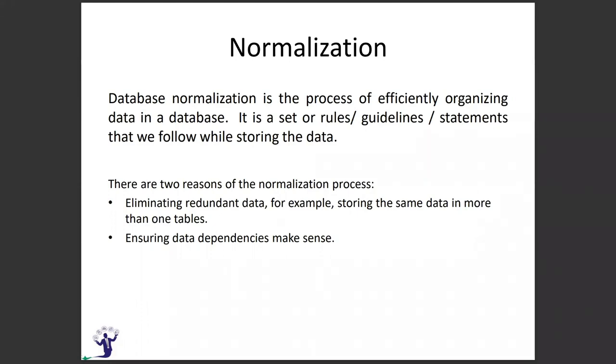Normalization is basically an exercise to split, or to basically bifurcate, an existing table into multiple tables to achieve the following targets: elimination of data redundancy, and ensuring data dependency makes sense. These are the two essential reasons why we do normalization. Correct? Now, what exactly is normalization? What are the different types of normalization? We're going to discuss in detail in upcoming slides.